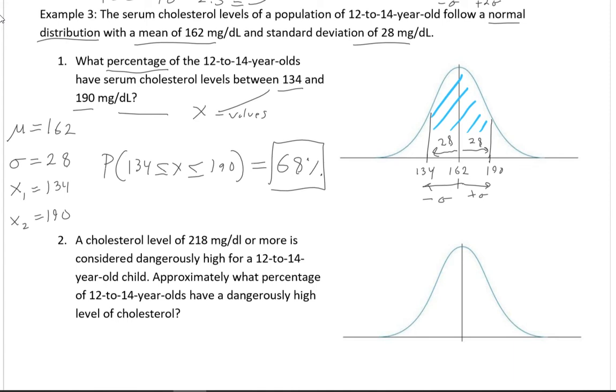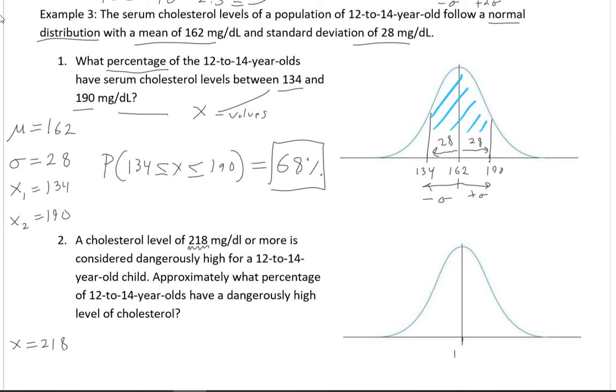Second situation is kind of similar. Still have the same mean and standard deviation, this one says a cholesterol level of 218 or more is considered dangerously high. Approximately what percentage have dangerously high level of cholesterol? So we just have the one number 218. So x of 218. And I need to find out where that is.